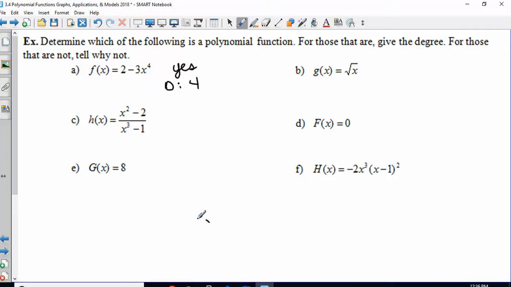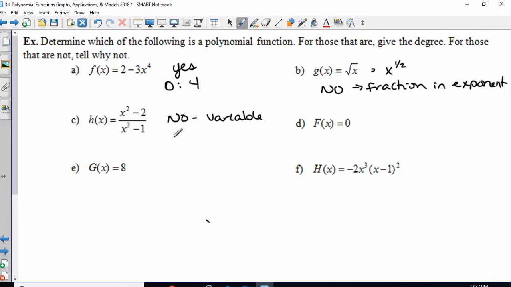Okay, B is that one. A radical, square root of x, that's like saying x to what power? The 1/2. Can you have a fraction in your exponent? No. So if it's a polynomial, you will not have a variable under a radical. What about C? No. If it's a polynomial, you will not have a variable in the denominator.